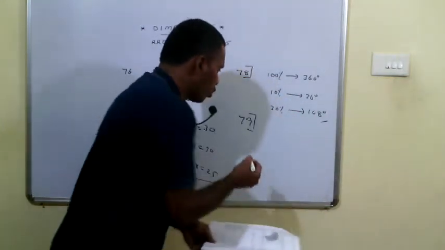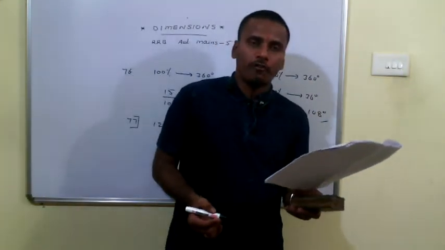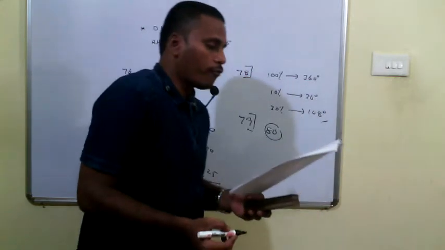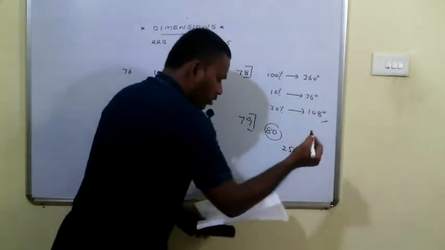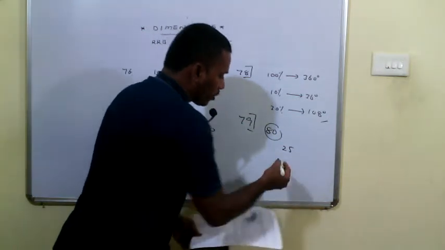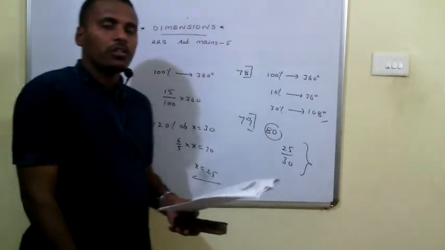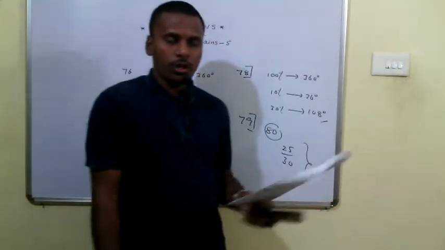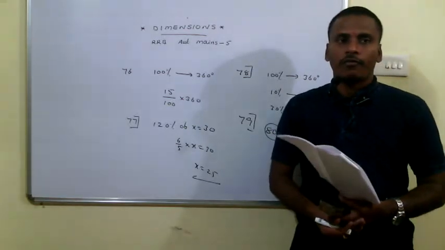Then coming to the 80th problem, it is given the ratio between the cost of printing and the binding. The cost of printing corresponds to 25%, whereas the cost of binding corresponds to 30%. So we need to calculate the ratio between 25 and 30, which is nothing but 5:6. Okay, that ends the explanation for the assistance mains 5. Thank you.